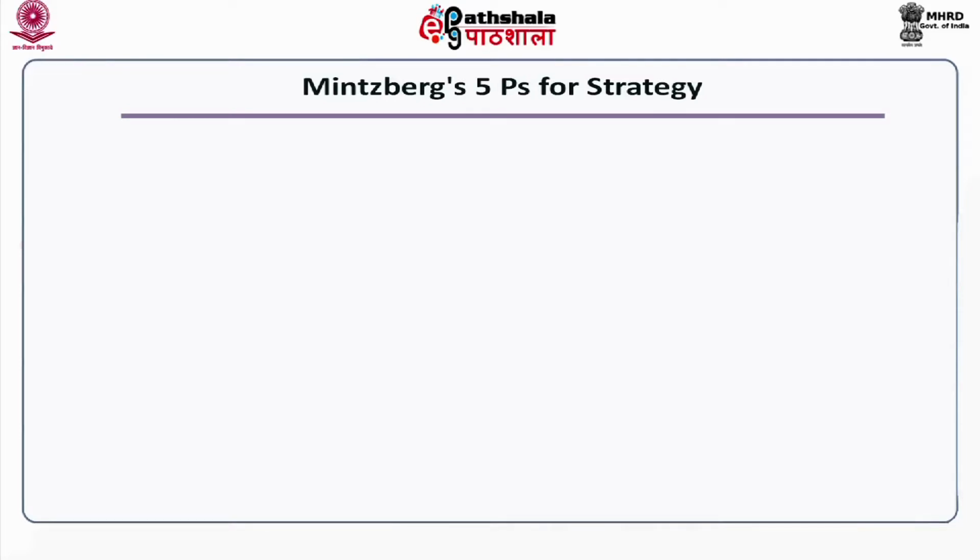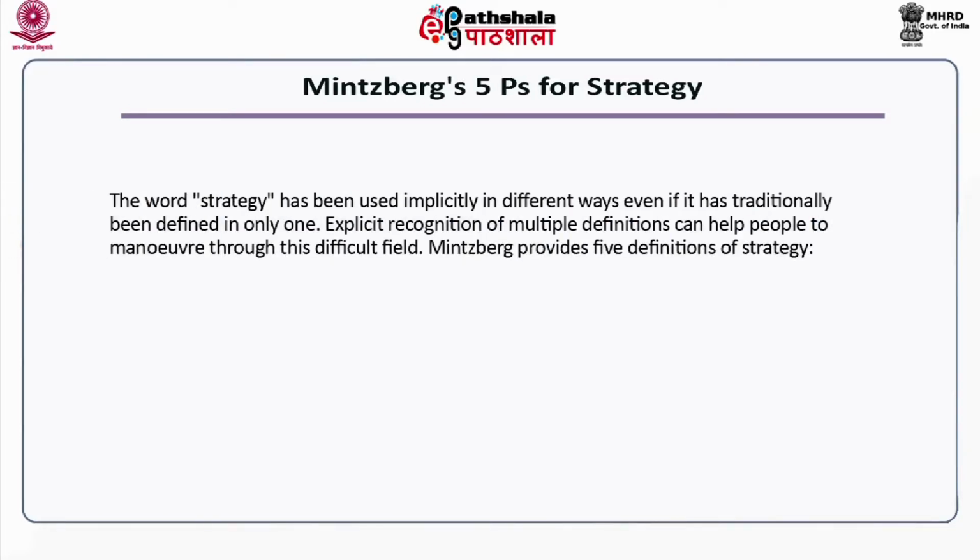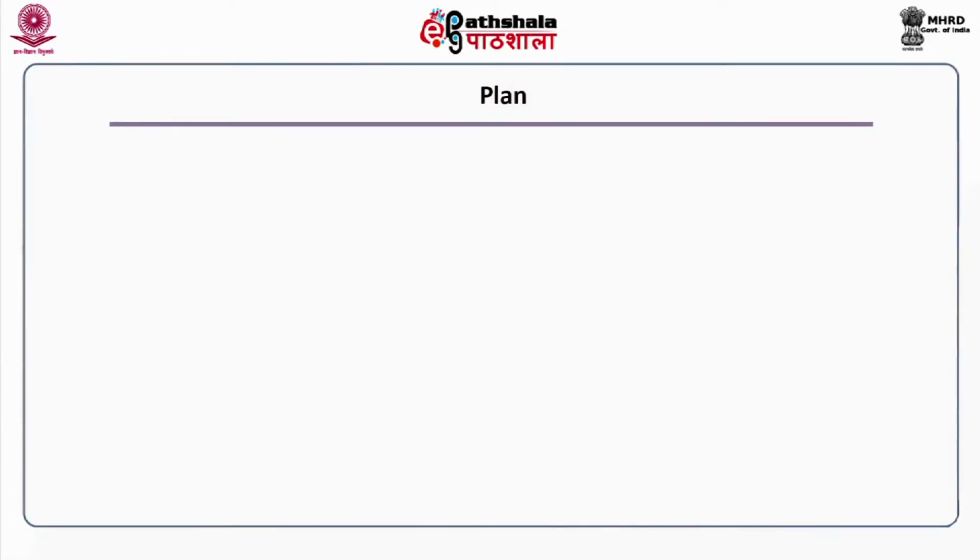Mintzberg's 5 P's for strategy. The word strategy has been used implicitly in different ways, even though it has traditionally been defined in only one way. Explicit recognition of multiple definitions can help people to maneuver through these difficult fields. Mintzberg provides 5 definitions of strategy. First, plan, ploy, pattern, position, perspective. Let us define each of them.